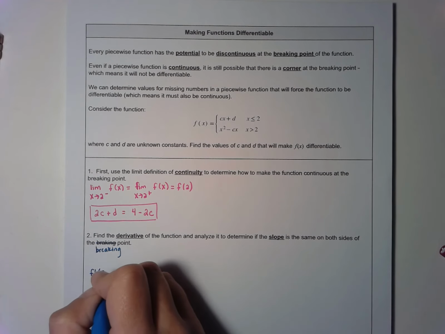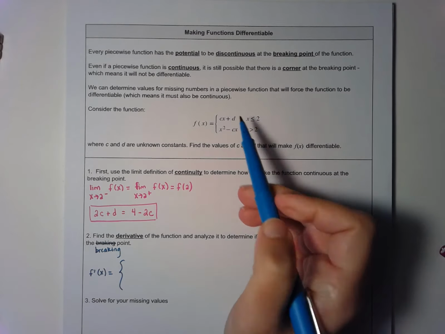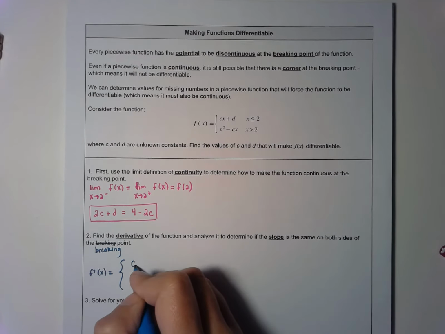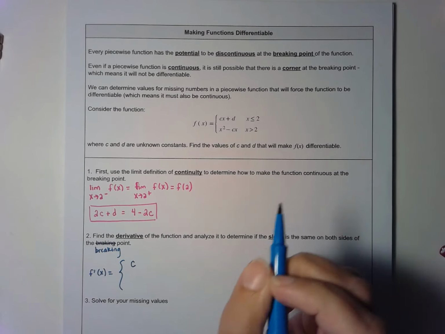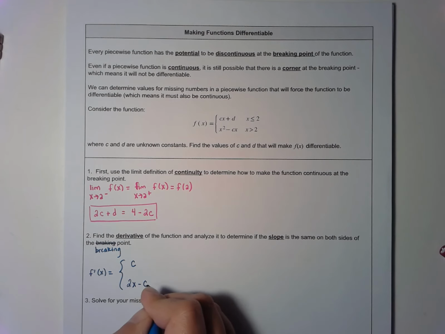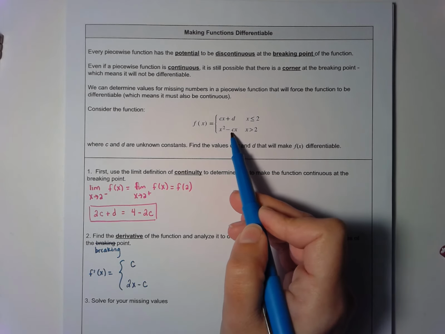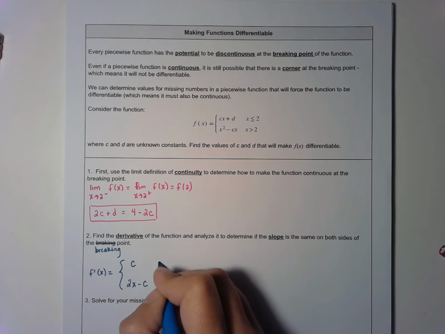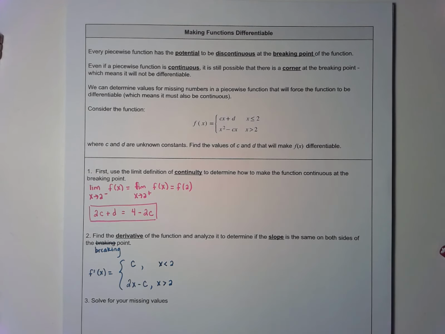So my derivative equation I can find by just taking the derivative one piece at a time. On the top, the derivative would just be c, because the derivative of c times x would just be c, and then the derivative of a number would be 0. And on the bottom, the derivative would be 2x minus c, because the derivative of x squared is 2x, and the derivative of negative cx is minus c. I'm going to put the x is less than 2 here, and I'm going to put the x is greater than 2 here. But I'm not going to fill in the equal to because I don't know if it's differentiable yet.